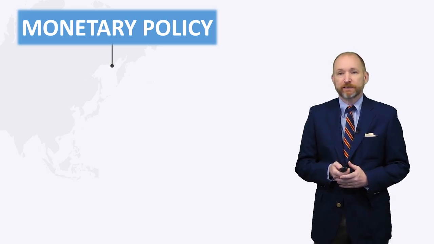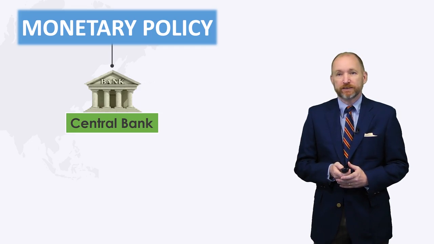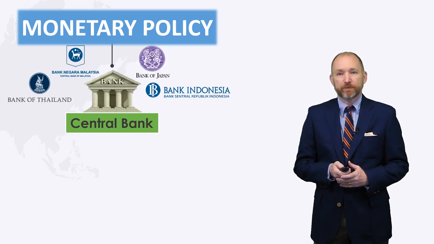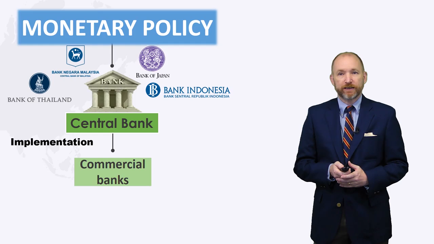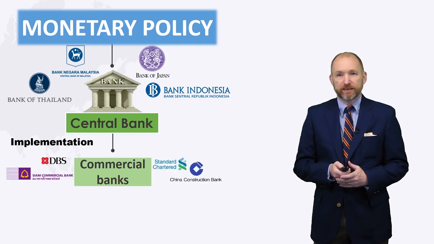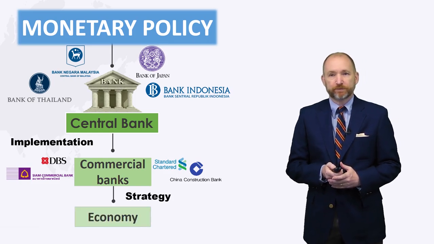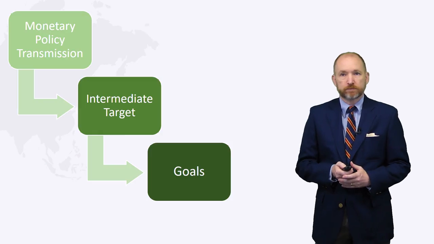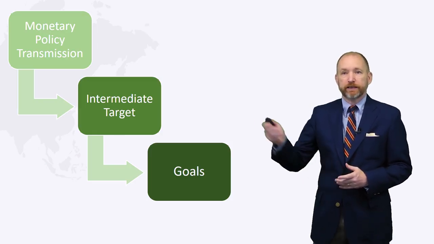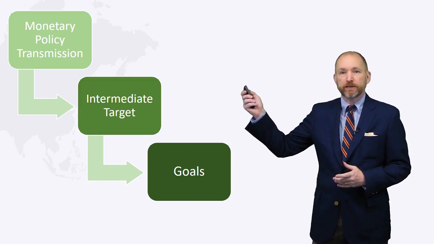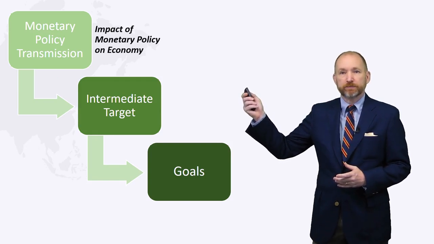Policy is conducted by the central bank and has two parts. Policy implementation guides the liquidity available to commercial banks. Policy strategy guides the liquidity available to the broader economy. Monetary policy will have an impact on demand for goods in the economy. We call this the monetary policy transmission mechanism.